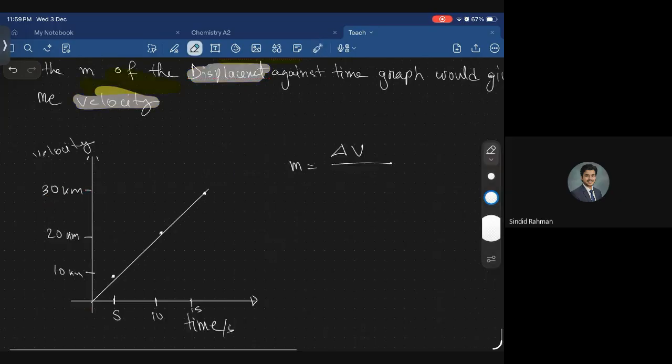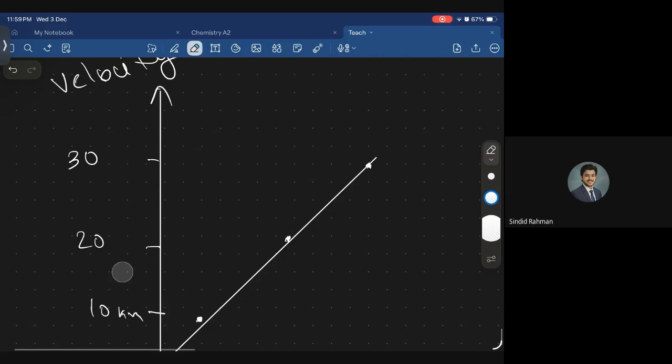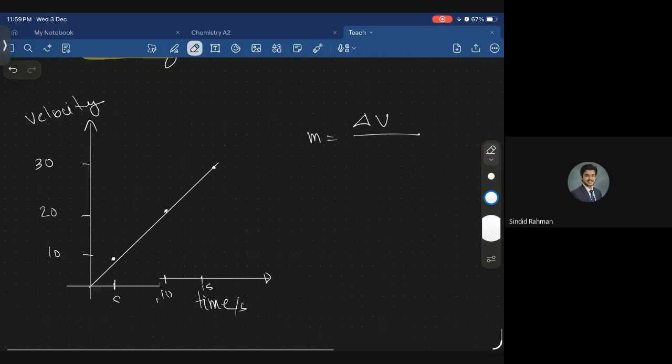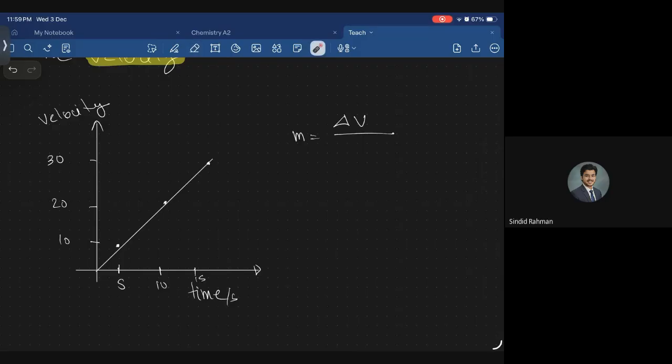Let's say we erase the kilometer here, we don't need that, that was for displacement and distance. So at first we were at 0 meters per second, and then we are at 30 meters per second, right? So this is the change in velocity, and here the time was 0, and then here the time is 15. So this is the change in time, which is 15, right?